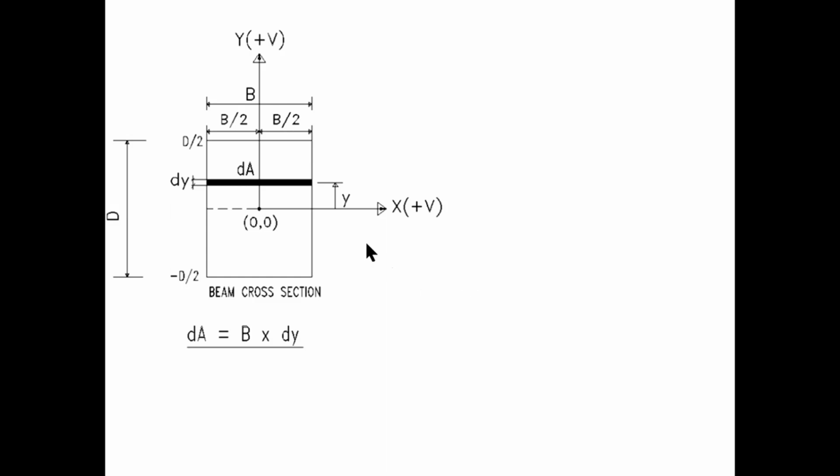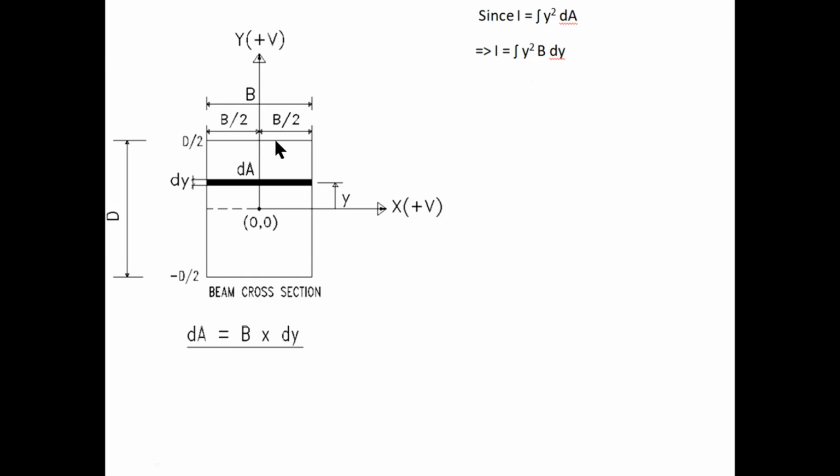Okay, then we can now plug dA in the main equation, and since I is equal to the integration of y squared dA, therefore I is equal to the integration of y squared b times dy, which is dA. We just plug that in.